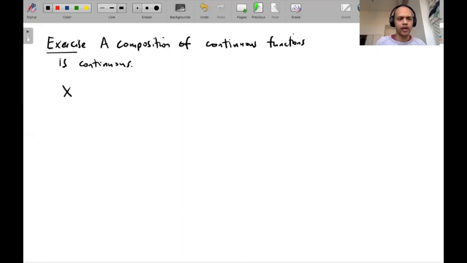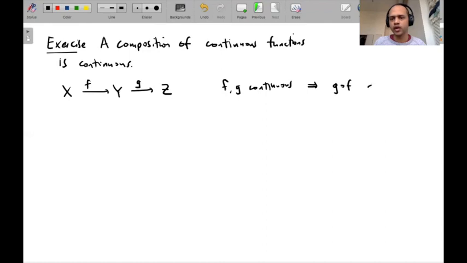Which is to say, if we have X to Y to Z, and F and G, and these F and G are continuous, then this implies that G compose F is also continuous. So let's prove this. This is not so hard. It's worth thinking about on your own. Maybe you could pause this and then try it and then come back.